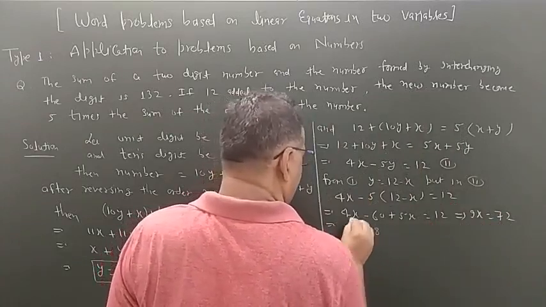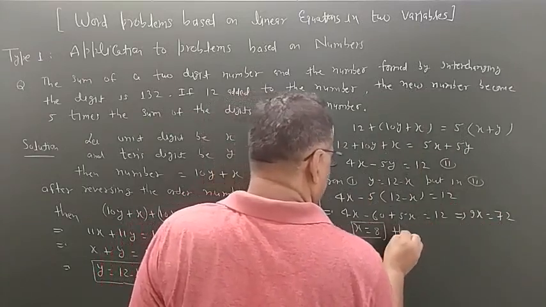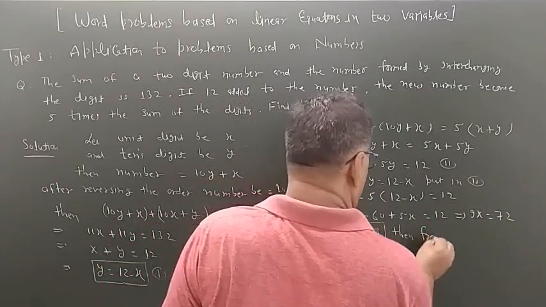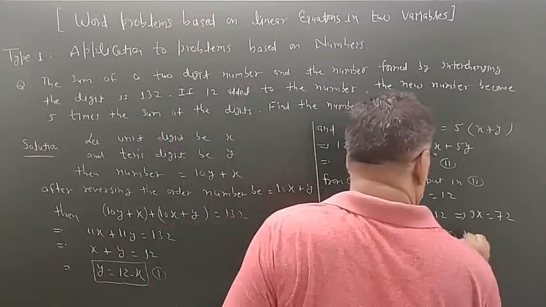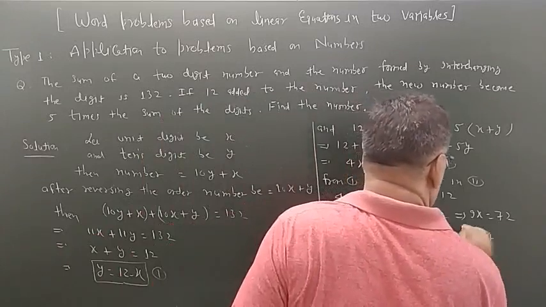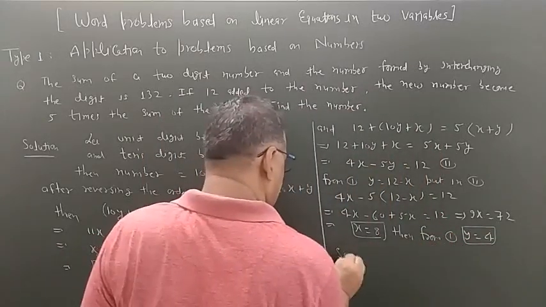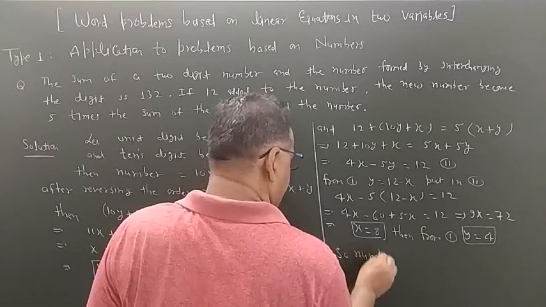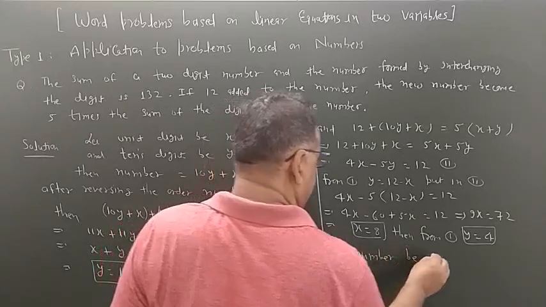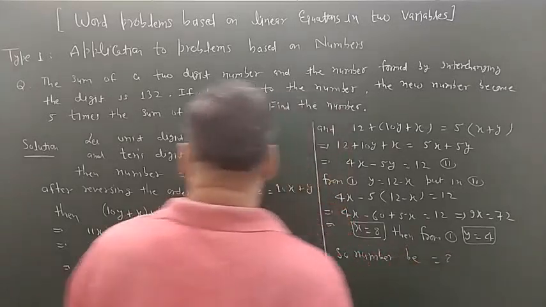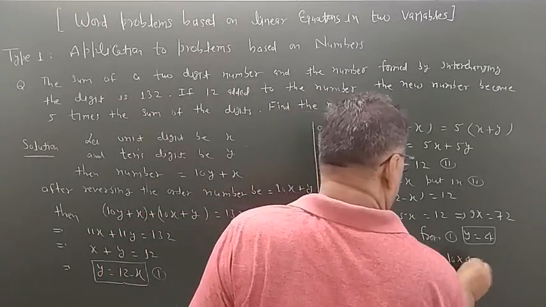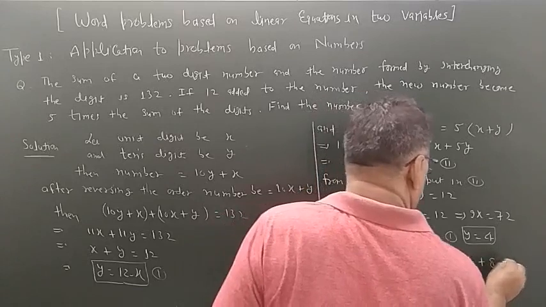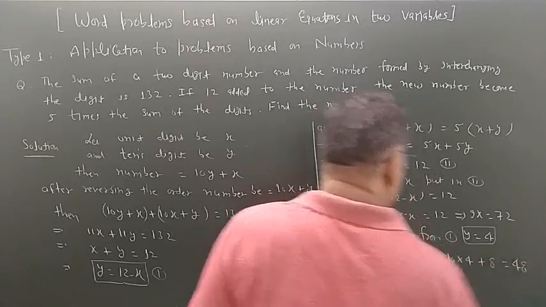x equal to 8. Then from first, y equal to 4. So the number will be 10 into 4 plus 8, that means 48.